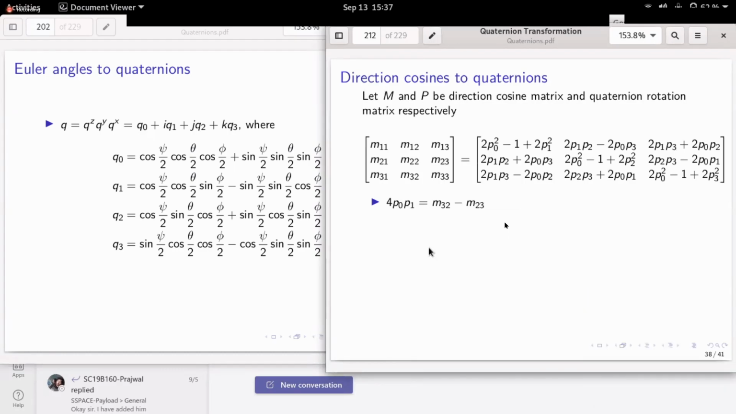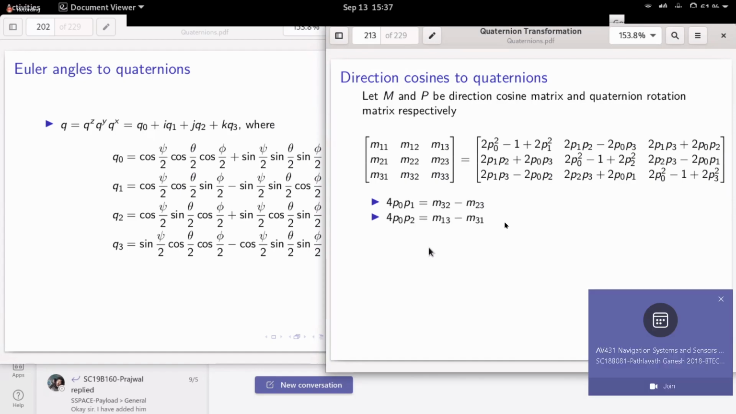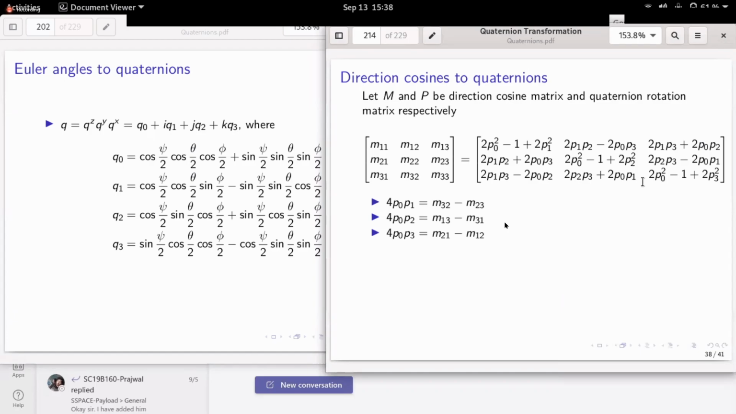Okay, so in one or two more conversions only. Direction cosines to quaternions, this is what we were explaining. You compute this 4P0P1, 4P0P2, and 4P0P3. That is, the off-diagonal elements. If you subtract, then you can see everything has one common thing, which is P0. If you compute the trace of this quantity, and the sum of squares of the P's is 1, you will get P0 equals half of this expression.